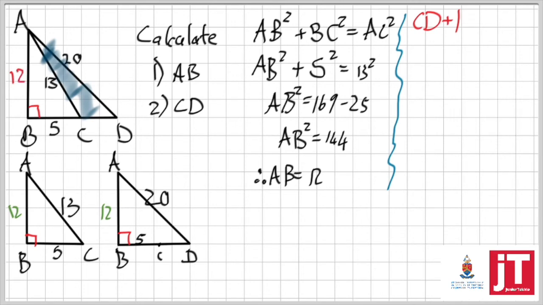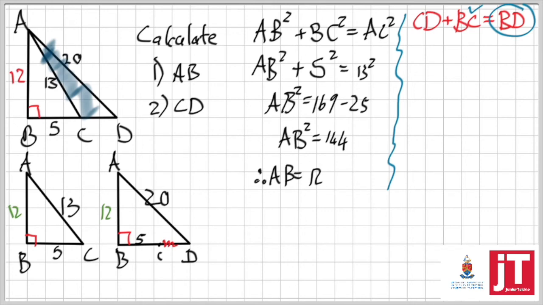So now I'm going to look at that bottom one to look at CD. So what I'm going to do is come up with a plan. How do I get the length of CD? Well, I'm going to say CD plus BC is equal to BD. Why do I do that? Because I already have the length of BC, and I can calculate the length of BD using Pythagoras. So in other words, I'm going to calculate BD, get the length of BC, and then solve CD.